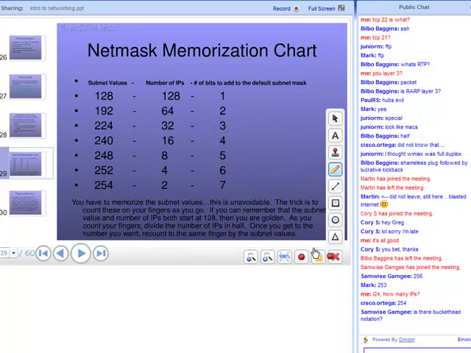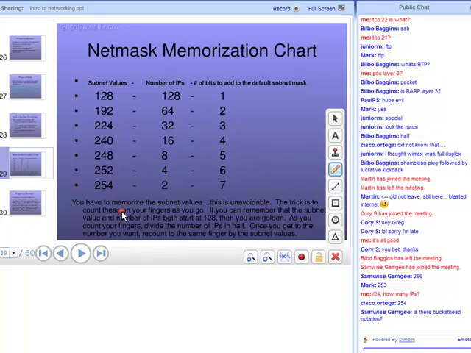So let me clear off that slide a little bit. Yeah, memorize it. Unavoidable. Counting your fingers. Remember, they both start at 128, and then you just work your way. Subnet values, you work your way up. IP numbers, you work your way down, like the total number. Recount same finger, subnet values. Yeah, that's basically the finger subnetting.